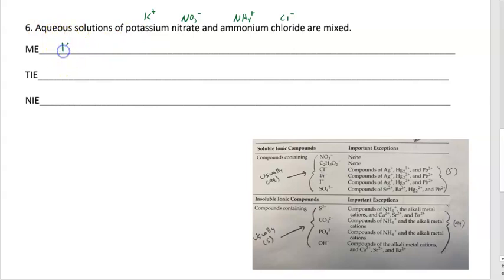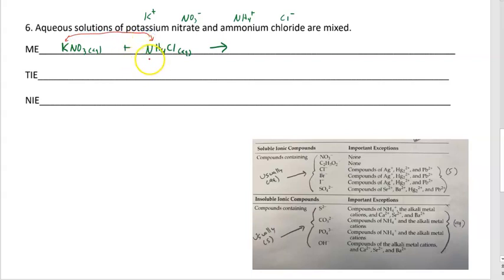So we're just going to go KNO3 (aq) plus NH4Cl (aq) yields. Now, we're going to go down to our solubility rules and check our products. Again, this is a double replacement reaction. So in this case, the ammonium and nitrate are going to swap partners.